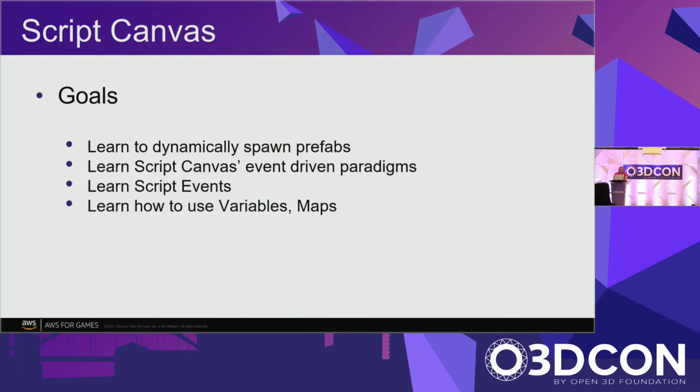The goals for today's workshop are to learn how to dynamically spawn some prefabs, and we'll get to what prefabs are in a second. Learn Script Canvas event-driven paradigms. It's unlike other visual scripting systems; in O3D, we rely a lot on event-based development, and we'll get into how we leverage those events to invoke different sets of functionality at different times. That'll be what we'll cover in learning about script events, and then we'll learn how to use variables and maps and other containers within the Script Canvas editor.